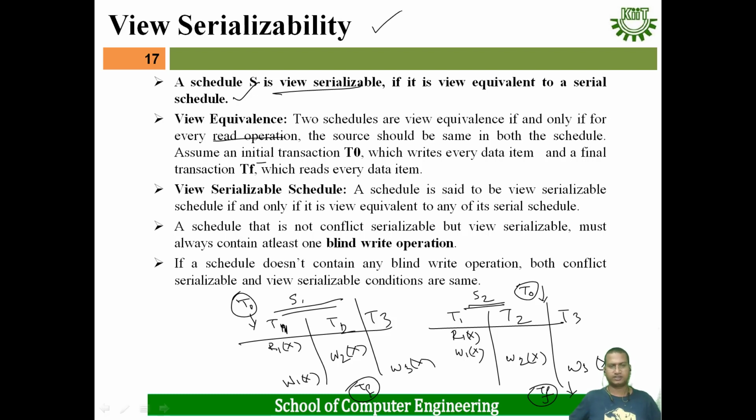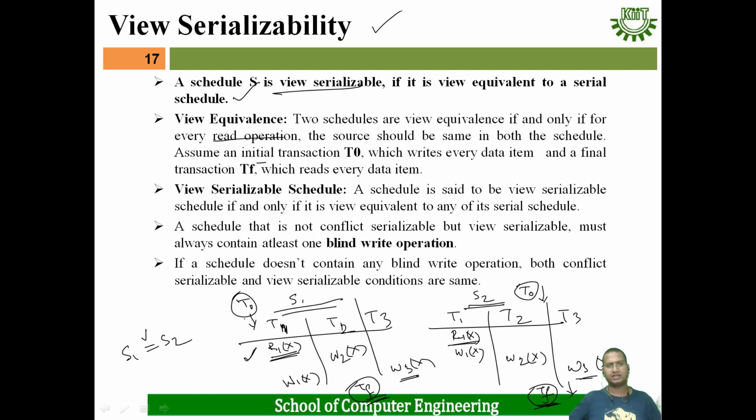Then the sources of a read operation. Here this is the source of the read operation. It reads from T0. In this case also R1x reads from T0. In this case RF also reads all the data items from T3. Here also TF reads from T3. T3 writes the data item that is read by TF. That means in both the schedules S1 and S2, the sources of read operations are the same. That's why S1 and S2 are view equivalent to each other.